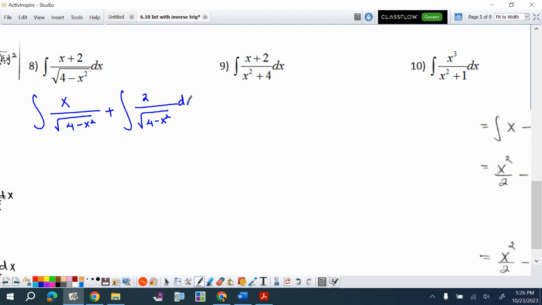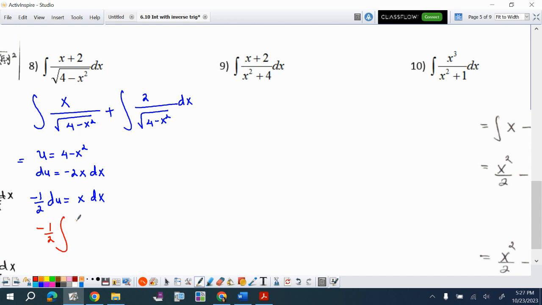Normal u sub doesn't work. Okay, so now here, this piece u sub works. u is equal to 4 minus x squared, du is equal to negative 2x dx. You have x, so negative 1 half x dx. So I'm going to rewrite this integral. I'm only working on this one piece.